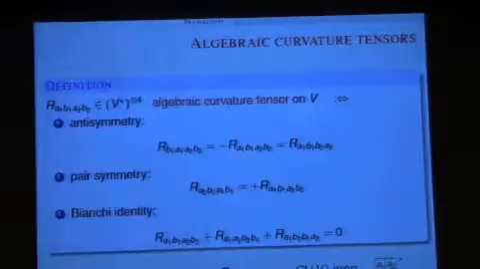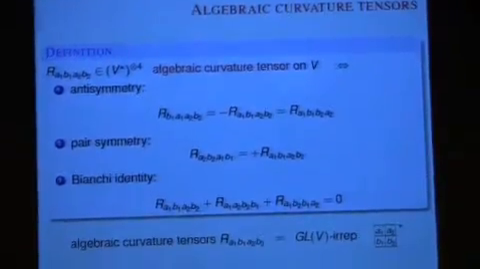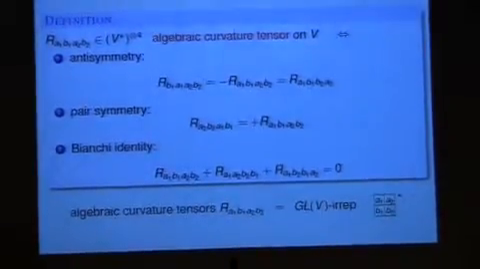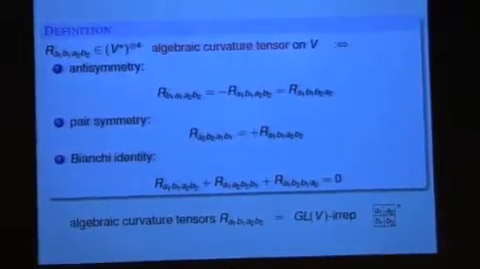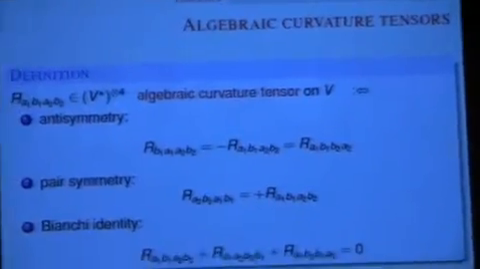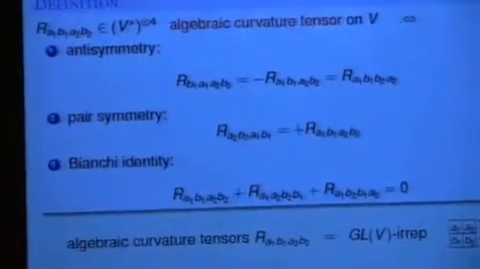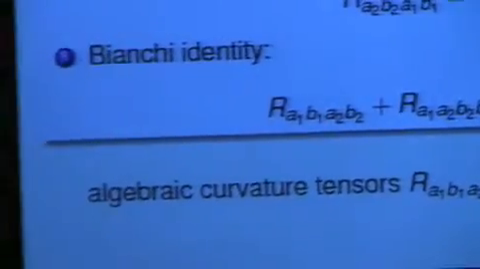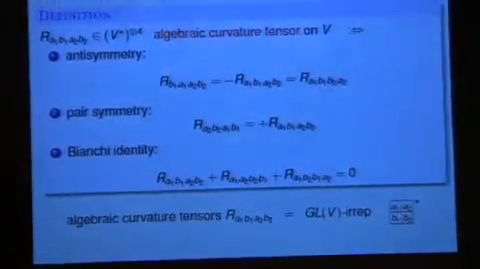Okay, how does this translate to algebra? For this, we need the notion of algebraic curvature tensors. This is nothing else than a 4-tensor on a vector space, satisfying the usual symmetries of the Riemann tensor. And of course, from the perspective of representation theory, this is nothing else than an irreducible representation of the general linear group. We have seen this already today, and it corresponds to this 2x2 Young diagram.